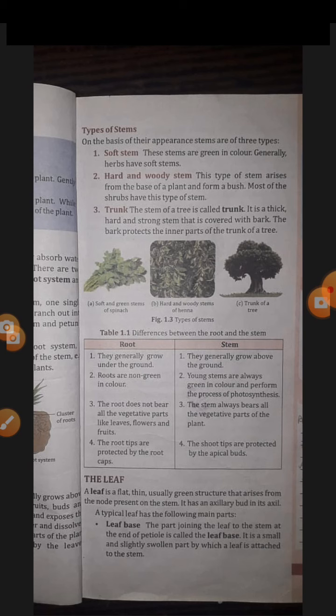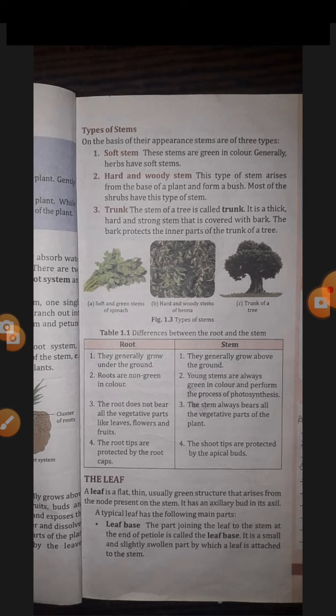The root does not bear all the vegetative parts like leaves, flowers and fruits. It is clear that roots do not have leaves, stems, or any type of flower, but the stem always bears all the vegetative parts of the plant. The fourth point is the root tips are protected by the root caps. The shoot tips are protected by the apical buds.